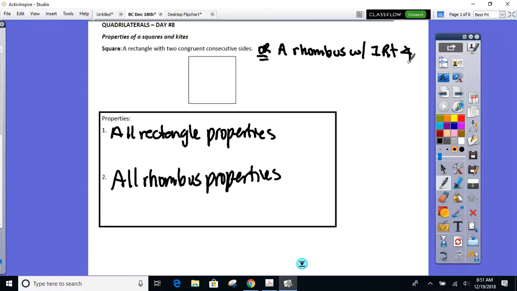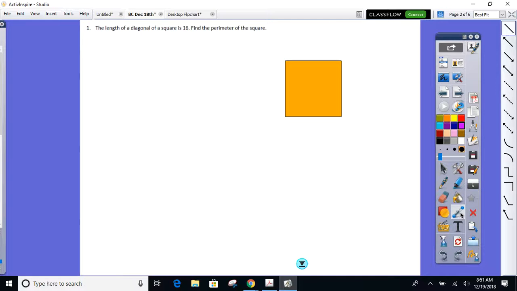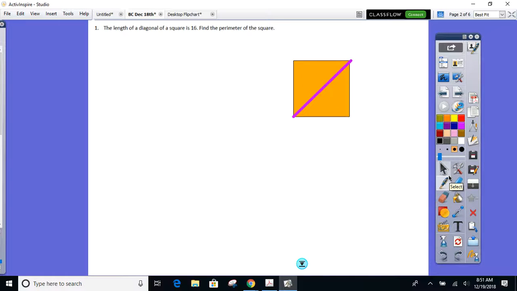I hope your breaking down a radical skills are up to par, because that's what we're about to do. Here you go. Length of a diagonal of a square is 16. What's the perimeter? Oh, boy. Okay, diagonal is 16. Got it. What is the perimeter of the square?